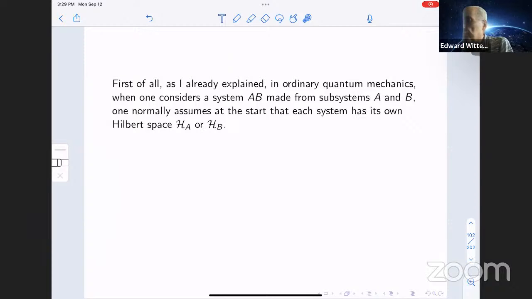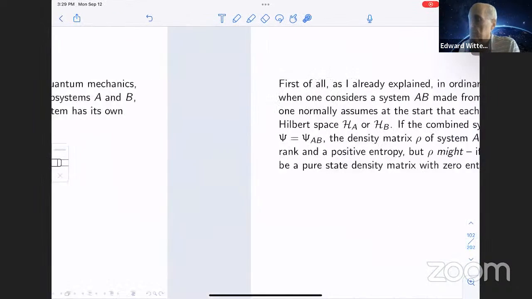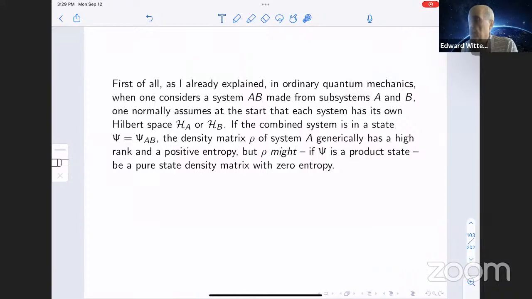First of all, as I already explained, in ordinary quantum mechanics, when we consider a system AB made from subsystems A and B, we usually assume at the start that each system has its own Hilbert space, HA or HB. And then if the combined system is in a state psi AB, the density matrix of system A generically has a high rank and a positive entropy. But if psi is a product state, rho could be a pure state density matrix with zero entropy.